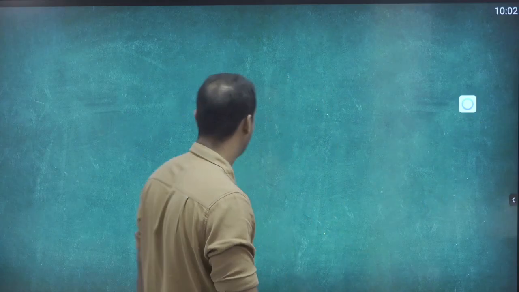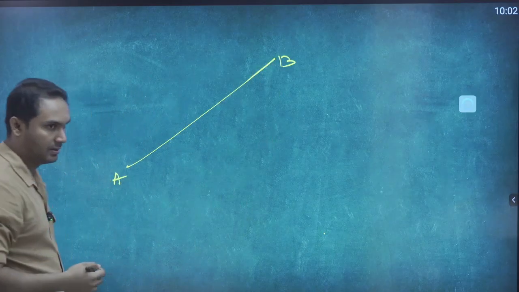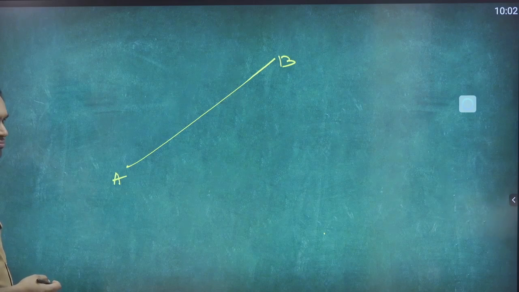Let's say this is A and this is B, right? They are asking for the length of A and B.